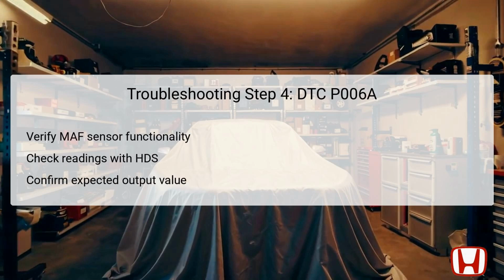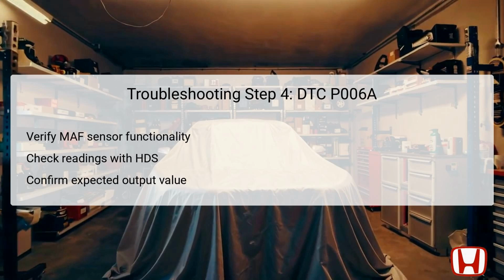The fourth step in troubleshooting involves conducting a functional inspection of the mass airflow (MAF) sensor. Start by stopping the engine and then use the Honda Diagnostic System, HDS, to monitor the MAF sensor's readings. Under normal conditions, the HDS should display a MAF sensor value around 0.2 grams per second, g/s.